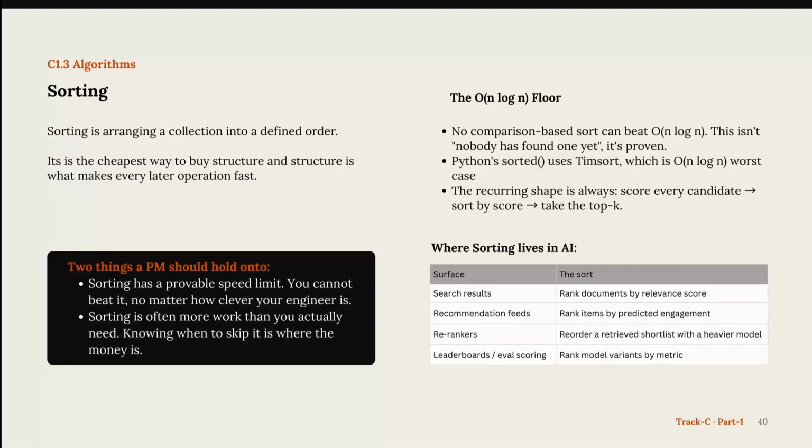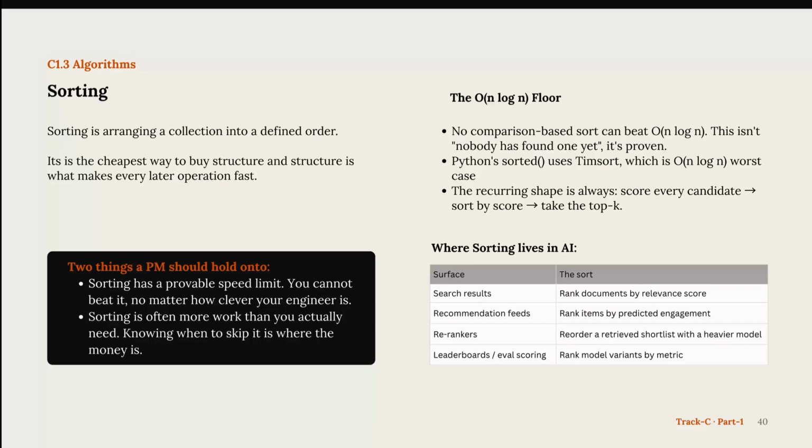Let's start with sorting. Sorting in the simplest sense is arranging a collection of items in a defined order. It's the cheapest way to buy structure, and structure is what makes every operation faster in the future. I think at this point in time we should make it very clear that there are two things that a PM should hold on to. Hey, sorting also has a provable speed limit. You cannot go beyond a certain limit to engineer the performance. Also, sorting is often more work than you actually need. Knowing when to skip it is where the money lies.